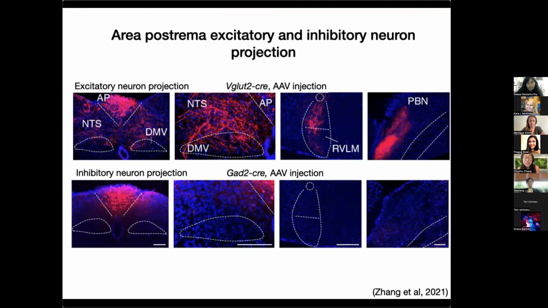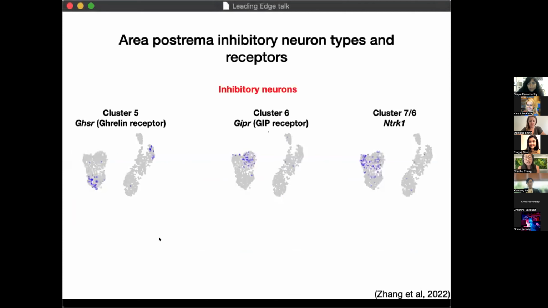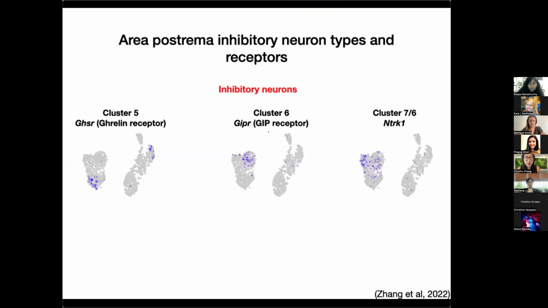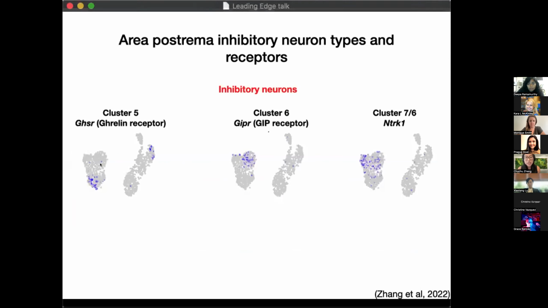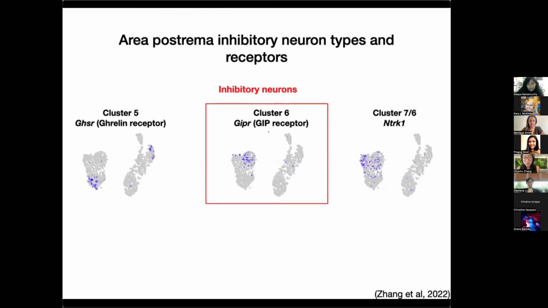This is intriguing because the functions of area postrema inhibitory neurons are largely unknown, and perhaps they play a role in the modulatory functions of the excitatory neurons and maybe even inhibit nausea. Interestingly, the inhibitory neurons also express gut hormone receptors, including the hunger hormone ghrelin receptor and the glucose-dependent insulinotropic peptide, GIP receptor.